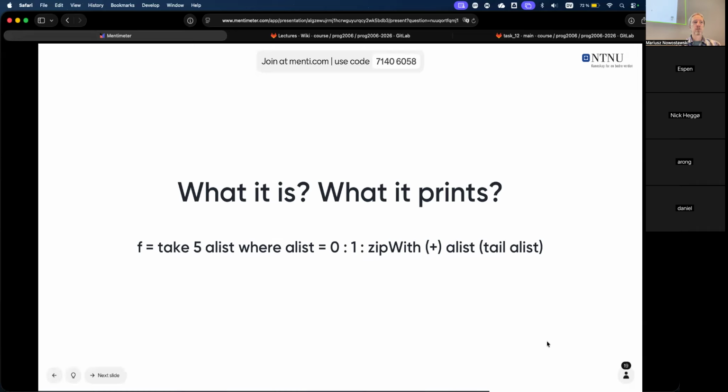Maybe it's too hard. Maybe you recognize the pattern. You see, it will take the first 5 values of a list. Okay, we get that. That part is easy. So what is a list? A list is 0, 1. So we already have the first 2 ones. It starts 0, 1. That's easy. And then we have this more complicated zipWith, right? What's going on? If you've never seen Haskell before, you may be confused, right?